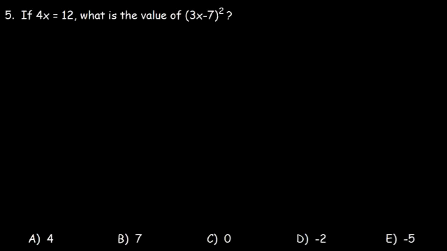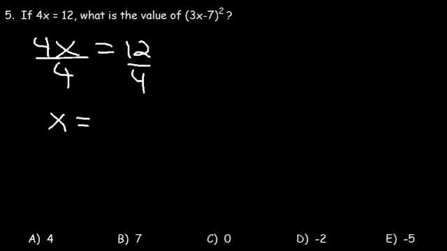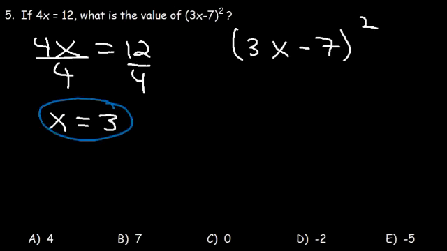Number 5. If 4x is equal to 12, what is the value of 3x minus 7 squared? So let's solve for x. If 4x is equal to 12, we could find the value of x by dividing both sides by 4. So therefore, x is equal to 3. Now, in order to find the value of 3x minus 7 squared, we need to take the value of x and insert it into this expression.